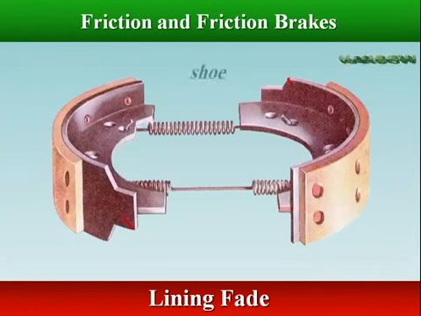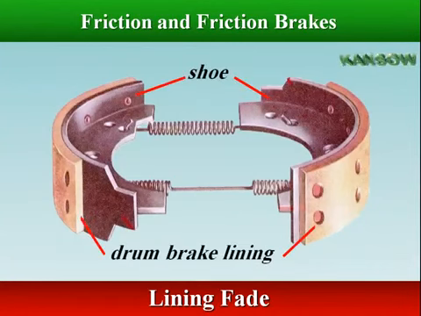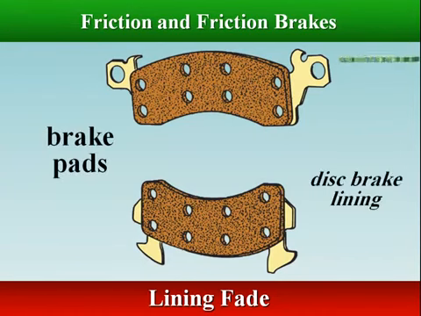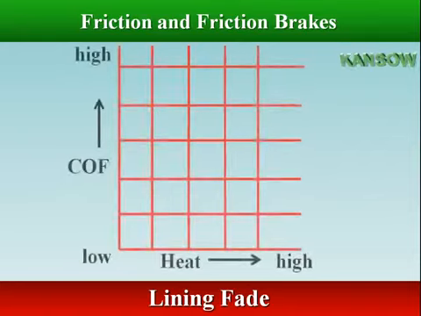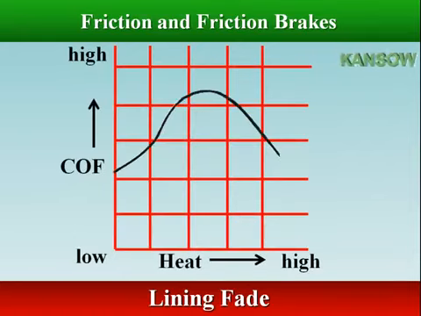Lining fade affects both drum and disc brakes, and occurs when the friction material overheats to the point where the coefficient of friction drops off. Some heat increases the coefficient of friction, but too much heat can cause it to drop off sharply. When the coefficient of friction drops off, friction is reduced and the brake assembly's ability to convert added heat is reduced.